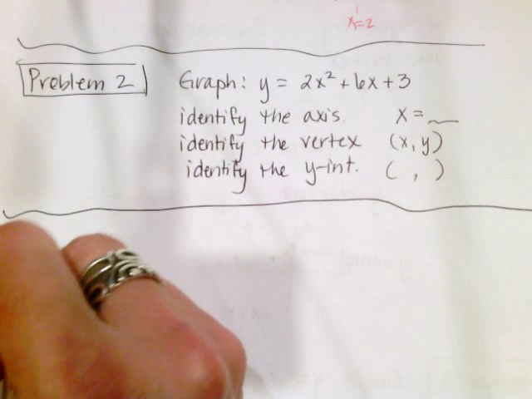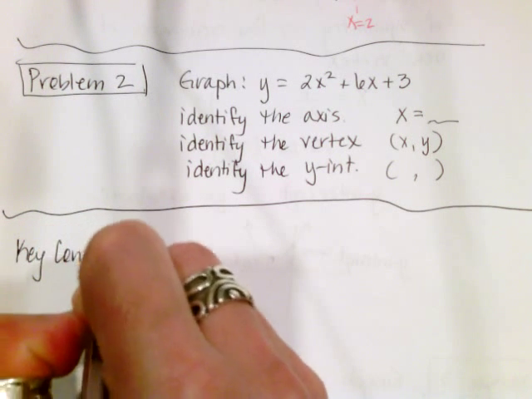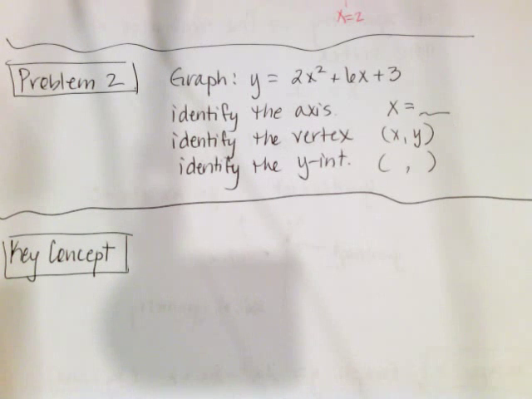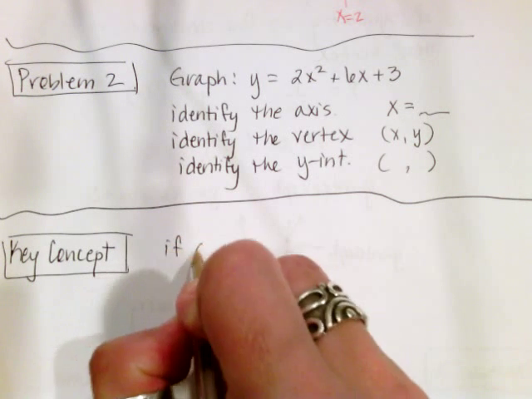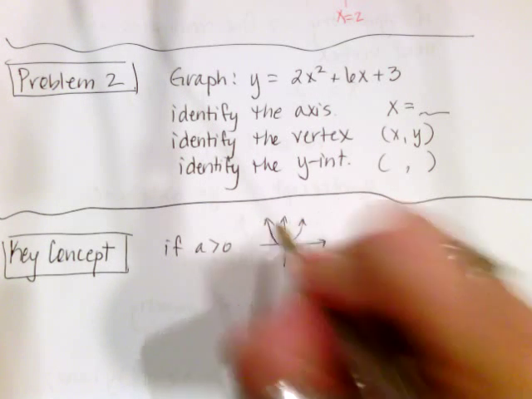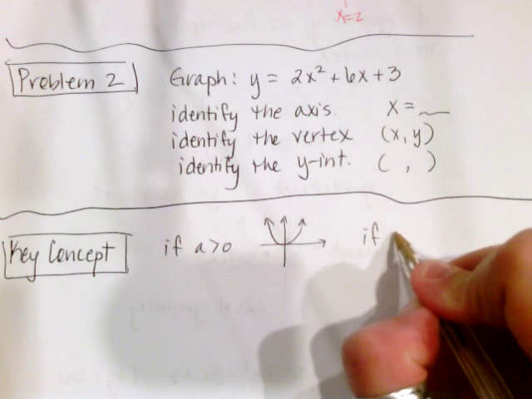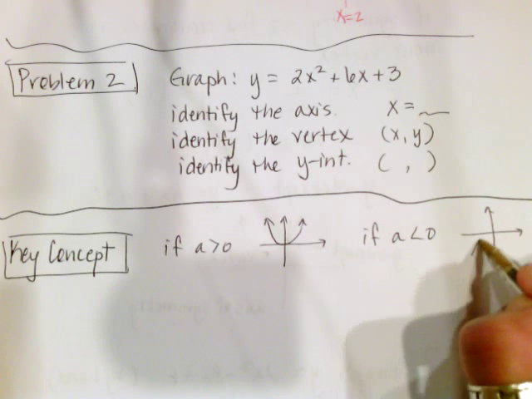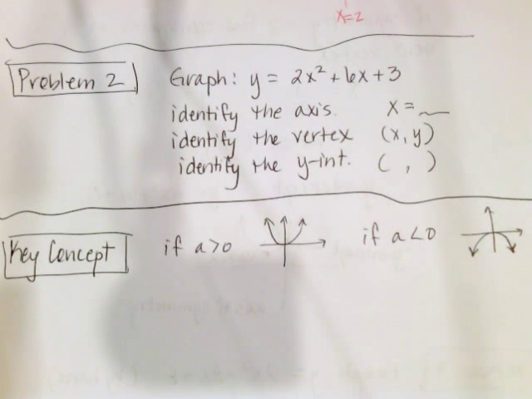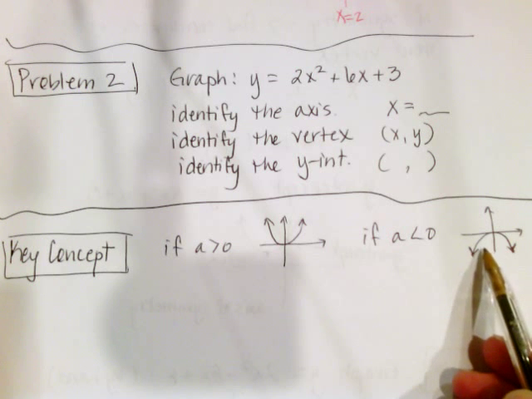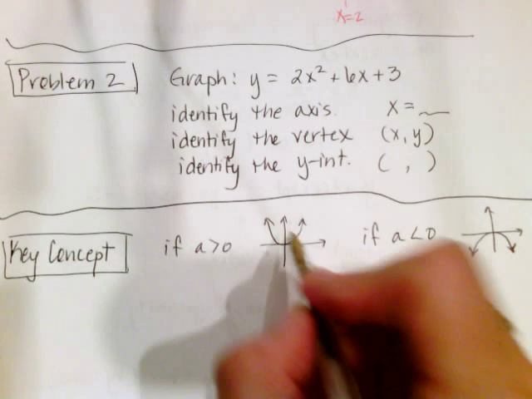All right, so as we move along, the next key concept is really talking about A. A has a significant effect on your graph. So if A is greater than 0, I know then that my parabola points up. And if A is less than 0, which means it's negative, then I know that my parabola points down. Okay? All right.